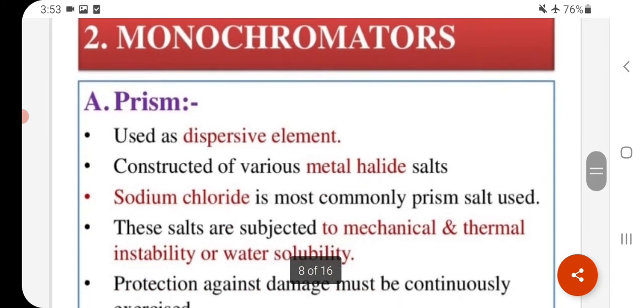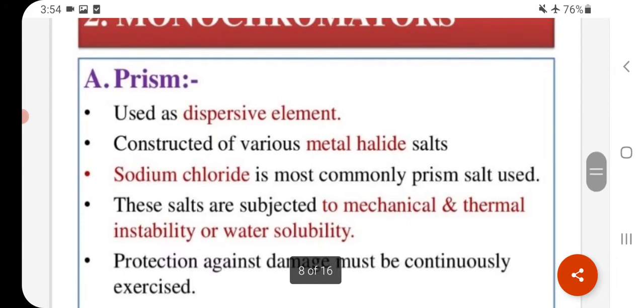Second, monochromator. In monochromators, first is the prism. A prism is used as a dispersive element, constructed of various metal halide salts. Sodium chloride is the most commonly used prism salt. These salts are subject to mechanical and thermal instability and water solubility. Protection against damage must be continuously exercised.